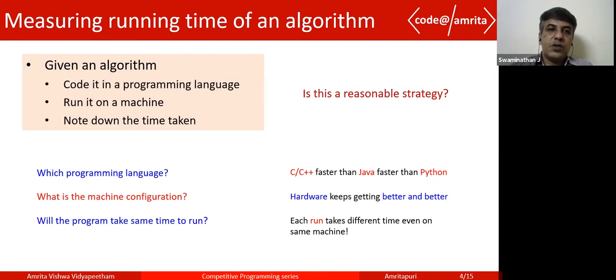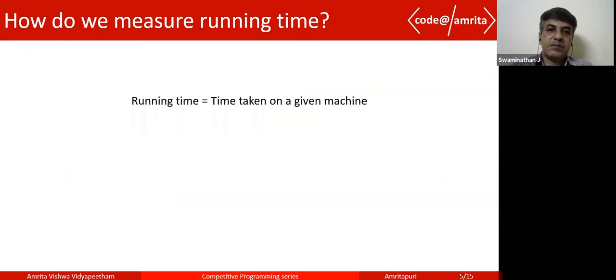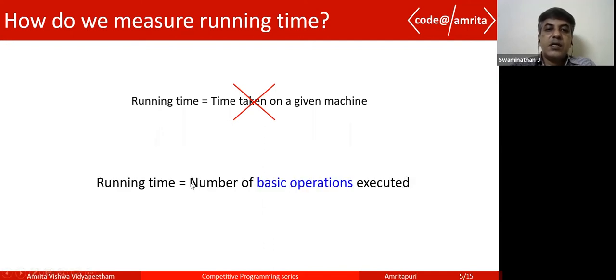So what do we do? How do we measure the running time? Okay. So the suggestion is, don't compute the running time based on the time taken on a given machine for your program to run. Don't do that. Instead, count the number of basic operations that you execute. Okay. So what do we mean by basic operation? It will be obvious. I'll just get into it.